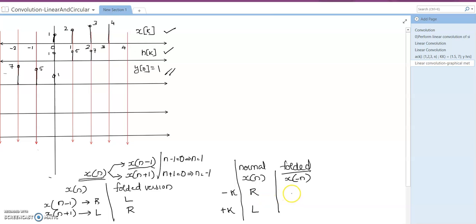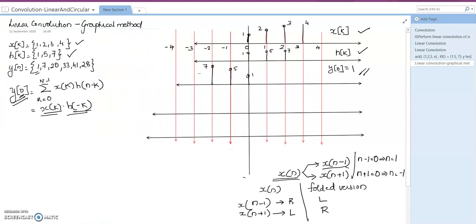Now when it comes to a folded signal, x of minus n minus k will indicate a shift to left, and x of minus n plus k will indicate a shift to right. This can be followed over here when we try to solve this particular problem.